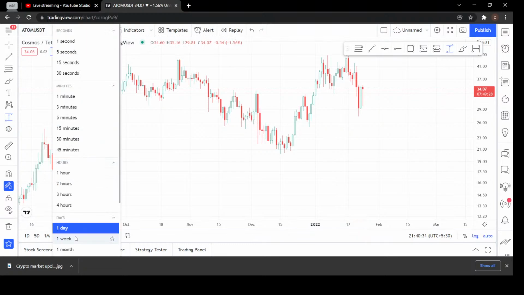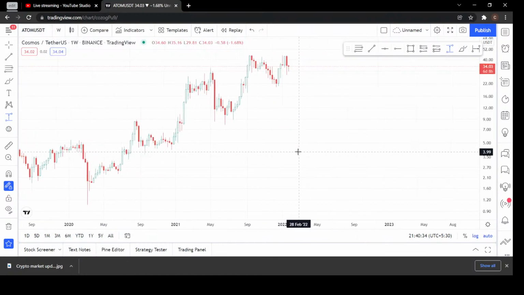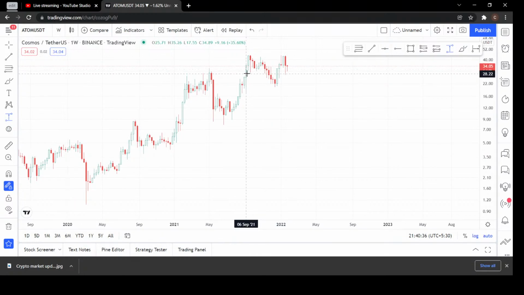Let's go to weekly and then maybe you will be able to see. Do you see any imbalances? Not yet. Everything was filled. This was a level of imbalance. It was filled right here in this term, and now we are up. There is no imbalance right now.